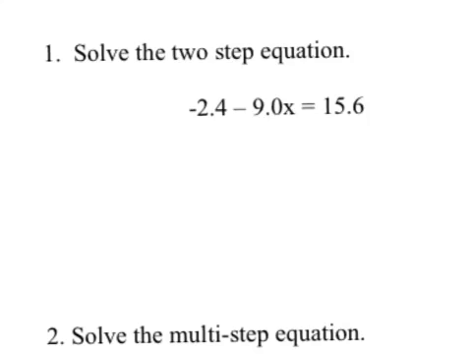So first thing I want to do is split my sides. So I have a left side of my equation and a right side. And I want to get rid of this constant term first, right here. I want to get x all by itself. So I need to get rid of the negative 2.4 and the negative 9.0. So first thing I want to do is get rid of the 2.4, so I will add 2.4 to both sides.